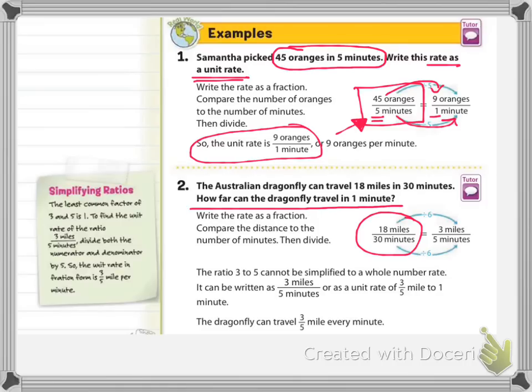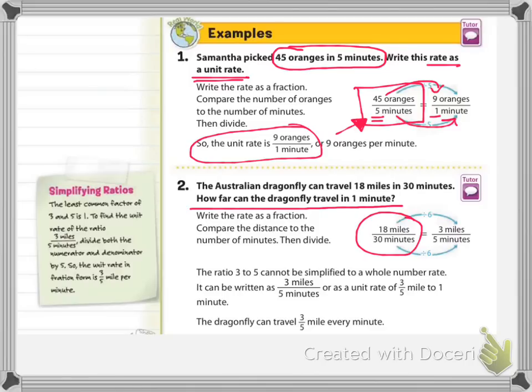you notice what they did is they found the greatest common factor between the 18 and the 30. Now the greatest common factor between 18 and 30 is 6. So they divided the bottom number, the denominator number of 30, by 6. That's how they got the 5. And they did the same thing with the 18. They divided 18 by 6, and that's how they got the 3. Now, this is technically not a unit rate, because in order for it to be considered a unit rate, you have to be able to tell how much it travels in 1 minute.